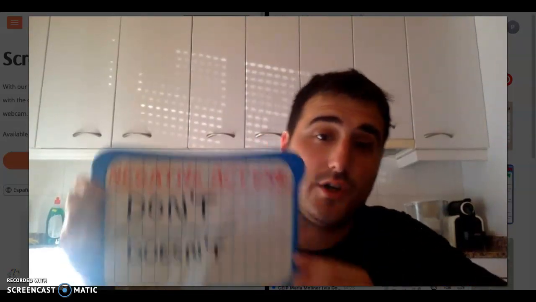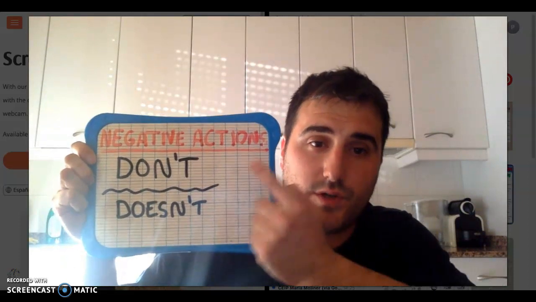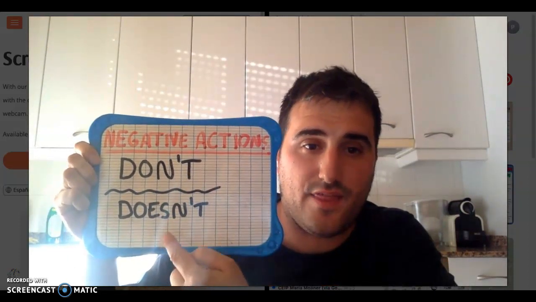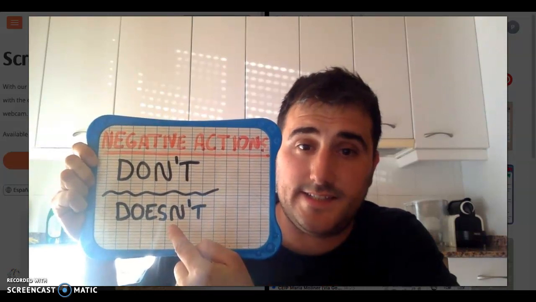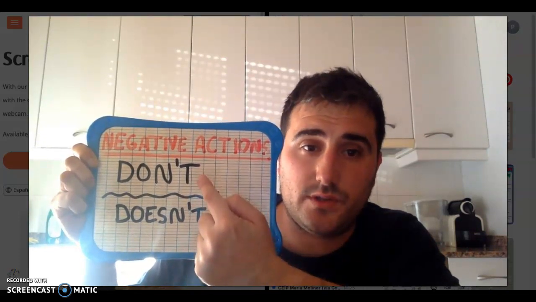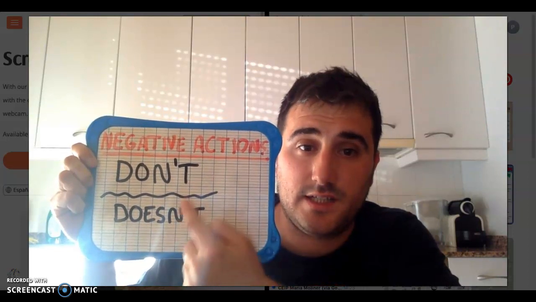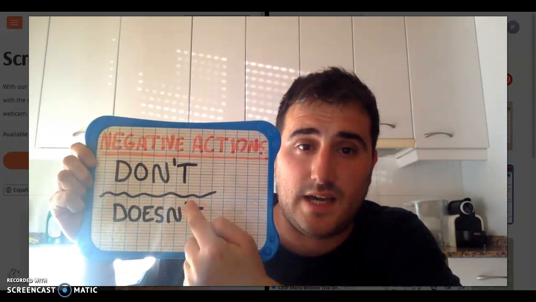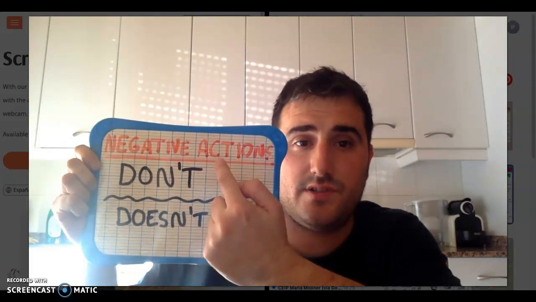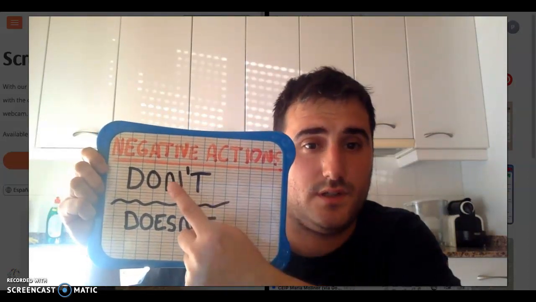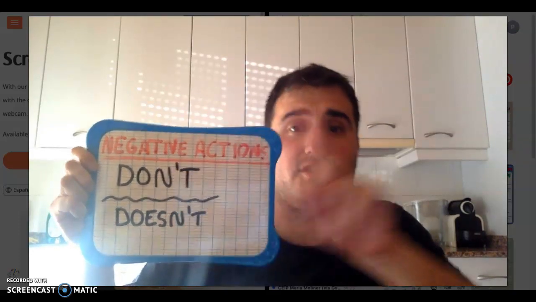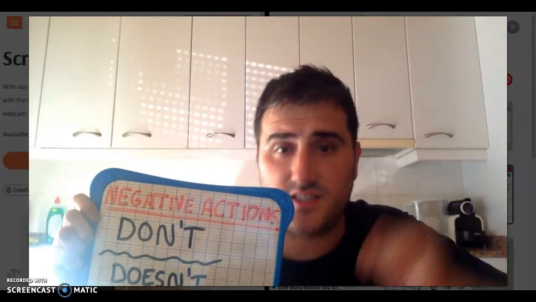But what if the actions are negative? To talk about negative actions, I'm going to show you two key words. We're going to make negative actions with these words: don't and doesn't. Okay? It is very important to know when to use don't and when to use doesn't. They mean the same, and they turn actions from positive into negative actions. Okay? Things you don't do or somebody else doesn't do.